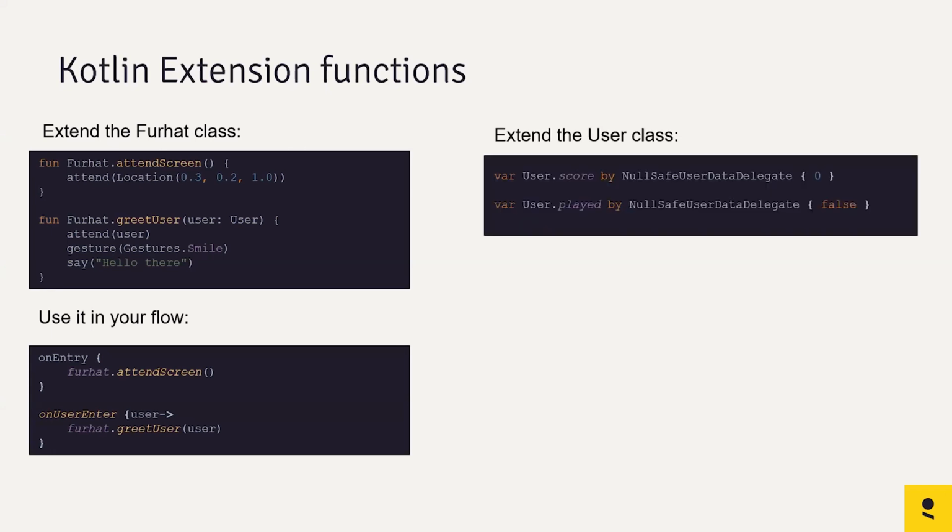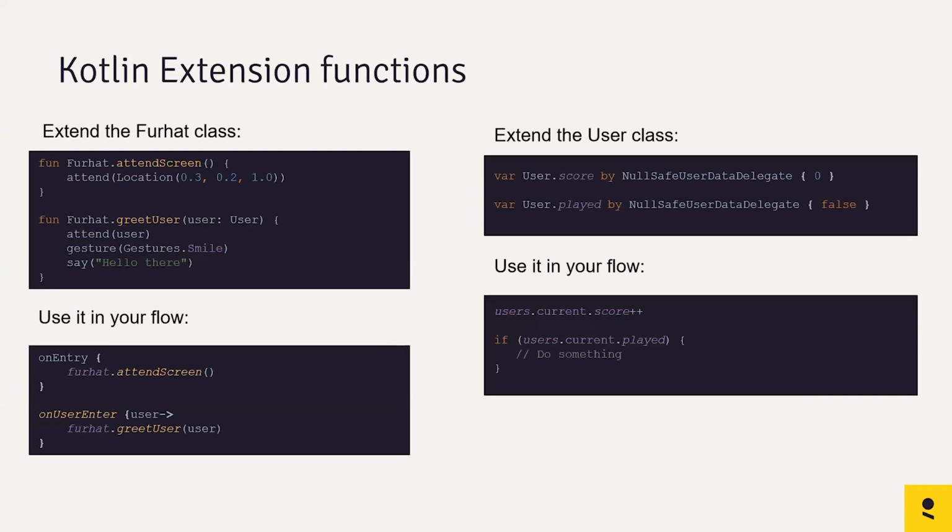Or define new properties in the user class. So for example, we want to keep track of the user's score if we are playing a game, or whether they have played the game. So we can define new properties of these user objects, which is also another example that is very powerful.